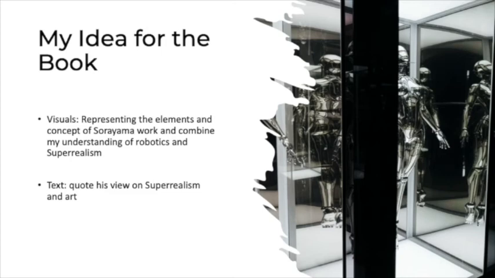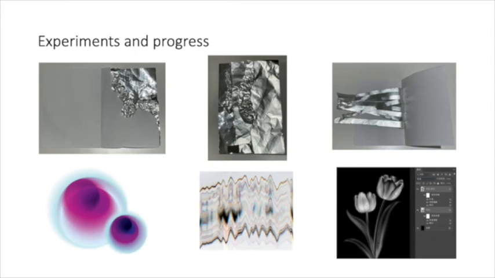And then in terms of text content, I would like to use some quotes from his view on superrealism and art. The top 3 images are some experiments I've done with different textures of foil and cutting and collaging. And at the bottom, these are some experiments with visual elements. I've used Photoshop and Procreate, and also I put some asset design techniques on that I've learned from YouTube videos.